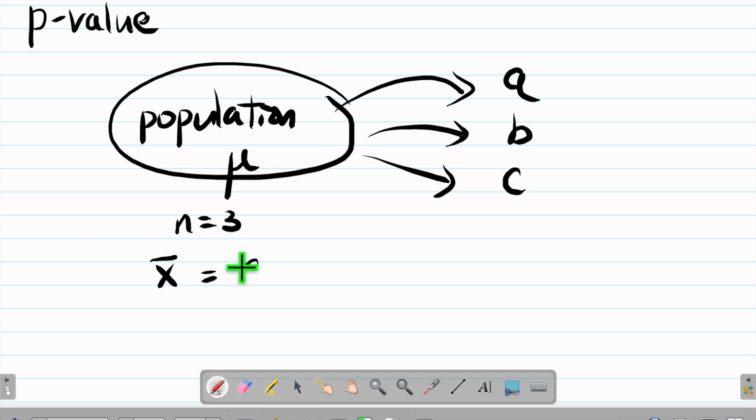And what's the sample mean? The sample mean is the average. That means A plus B plus C divided by 3. And then we have a number. And what is the p-value doing here?